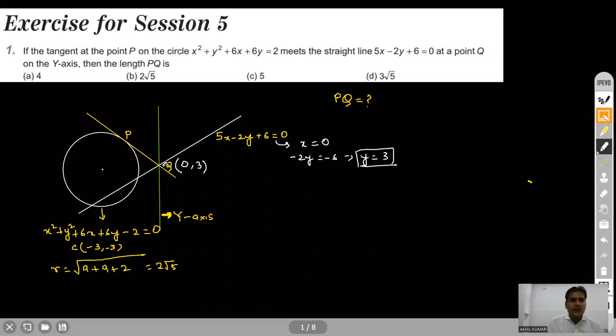Now, Q is a point outside the circle. Q is a point outside a circle and it is touching the circle at point P. Okay. So if you ask me to find the length of PQ, PQ is nothing but under root S1, where S1 means power of point Q, right? Power of point Q under root will be equal to length of tangent, that is PQ. Okay, so what will be S1?